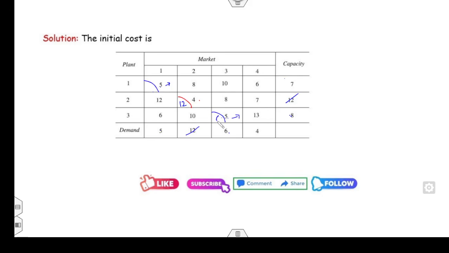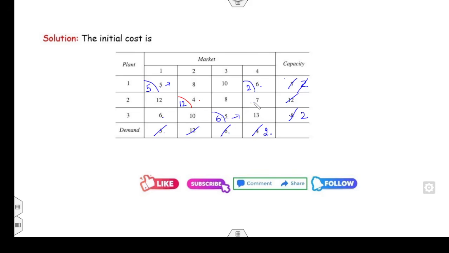So we can start firstly from this case, which is 6. And then you can start from here. So 5 and 7, minimum is 5. Next minimum is 6. Corresponding to this 6, there is no demand. Corresponding to this 6 is 2 and 4. Minimum is my 2. Demand remaining is again 2.